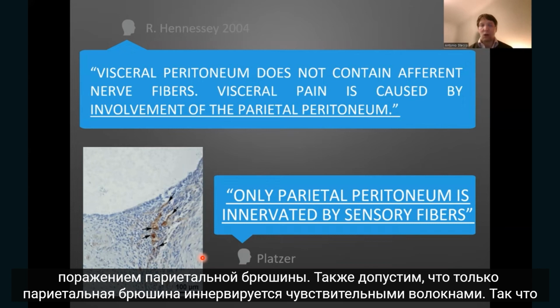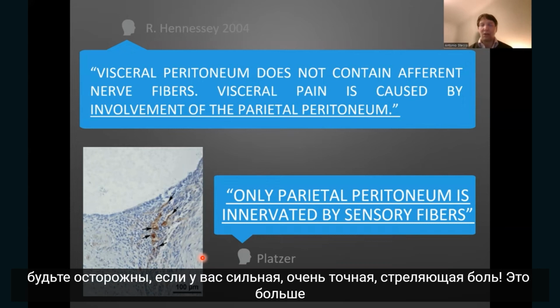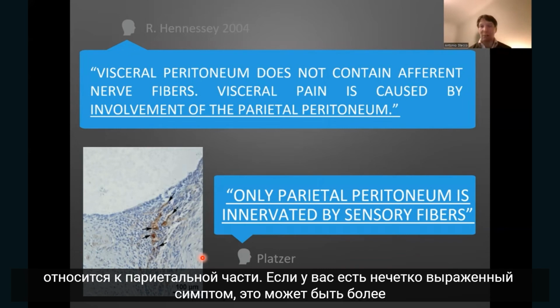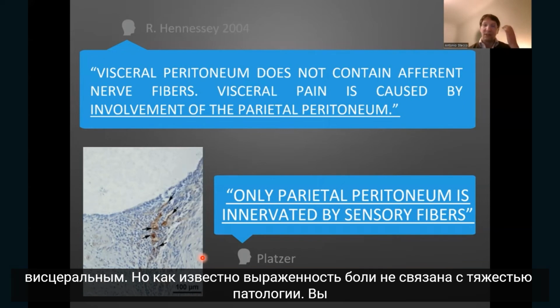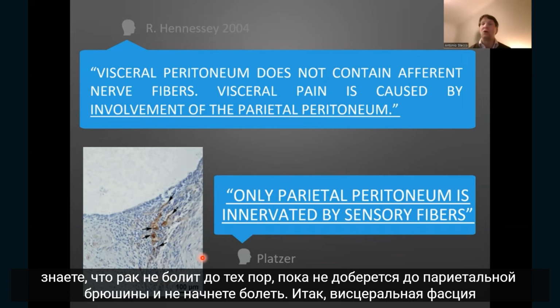So watch out: if you have an intense, very precise, shooting pain, that is more related to the parietal part. If you have a dull, not well defined symptom, okay, that can be more visceral. But as you know, the severity of the pain is not related to the severity of the pathology. You know, cancer doesn't hurt until it gets to the parietal peritoneum, and then it starts to hurt.